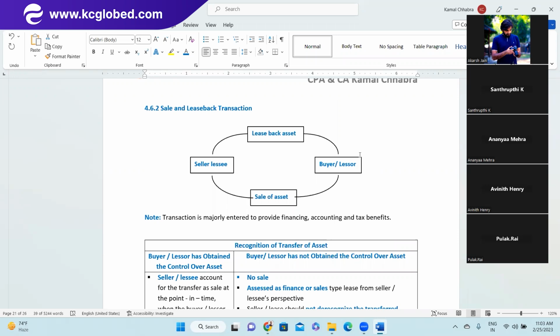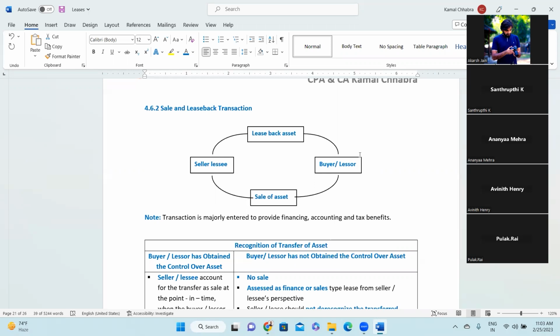So my understanding is some companies, to increase their working capital, basically sell any heavy asset that they might have, which has a huge value. They would sell it to someone and then take it back on lease, and also their depreciation expense would reduce because it would be an operating lease, something like that. So that is sale and leaseback.